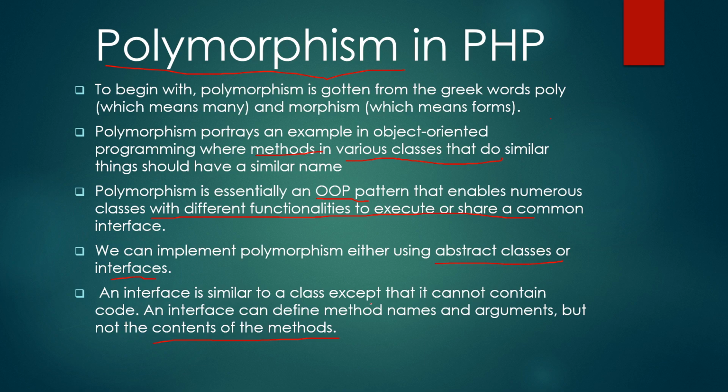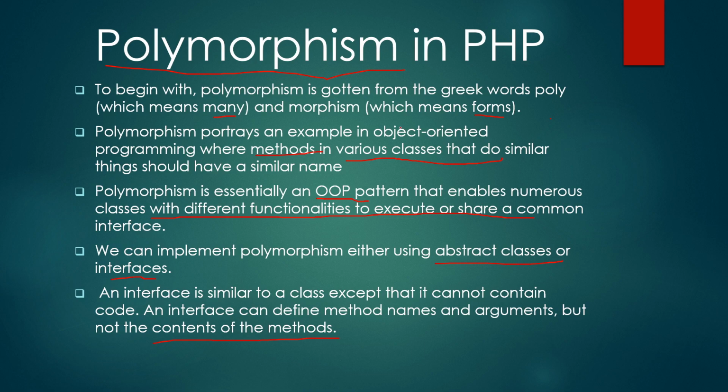In this video, we are going to learn about polymorphism in PHP. To begin with, polymorphism is derived from the Greek words poly, which means many, and morphism, which means forms. So if we break down the word polymorphism as poly and morphism, then poly means many and morphism means forms. That means many forms.